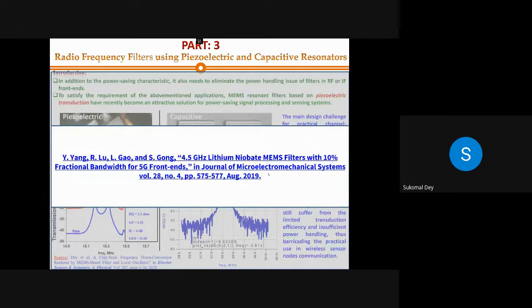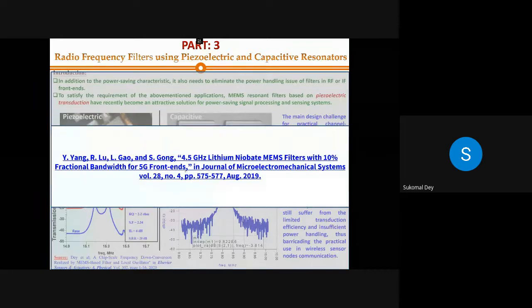Even though these MEMS-based resonators do not lie only in the megahertz range. Recently, in 2019, one paper was reported by the Songbin Gong group, from the University of Illinois. This group developed one MEMS-based filter at 4.5 gigahertz, for the 5G front end, using micromachined resonators. So this can be used at higher frequencies also. Even some MEMS filters have recently been reported at X band, that is at 10 gigahertz.